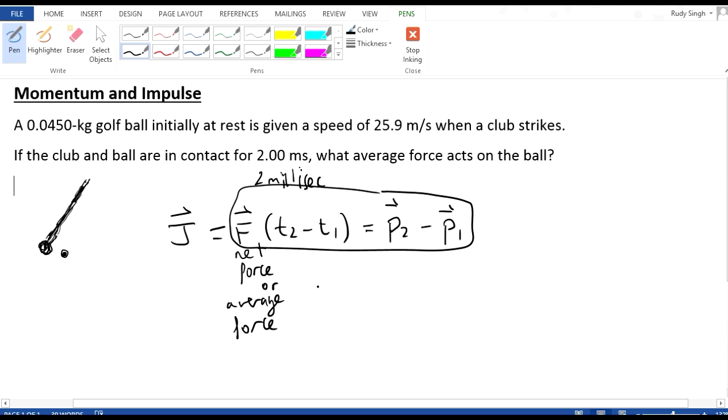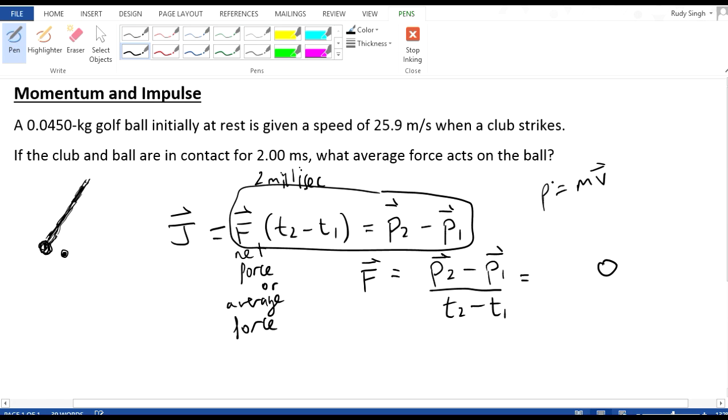And we want to know the average force. So F is actually equal to the change in momentum, P2 minus P1, over the change in time. Well, initially the momentum is zero, so P1 is zero, there's nothing going on. And afterwards, when it's hit, the momentum, remember, P is M times V. So the momentum is M times V.